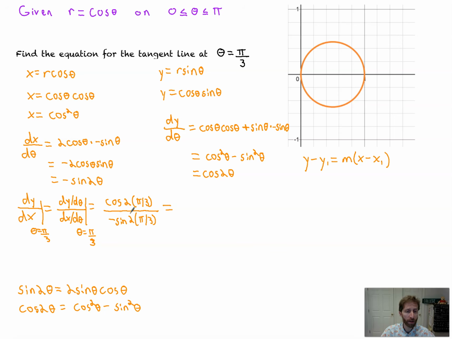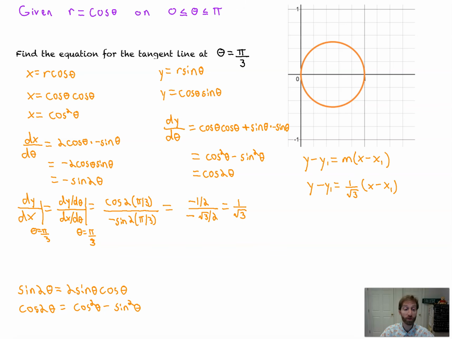On the BC exam, you could leave your answer like that, but we'll simplify down. Cosine of 2 times pi over 3, or 2 pi over 3, is minus 1/2, divided by, this is negative, sine of 2 pi over 3 is root 3 over 2. And negative divided by negative is a positive. And so we're going to end up with 1/2 divided by root 3 over 2 is 1 over root 3. So now we've got y minus y1 equals 1 over root 3 times x minus x1.